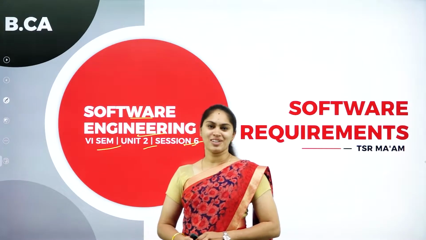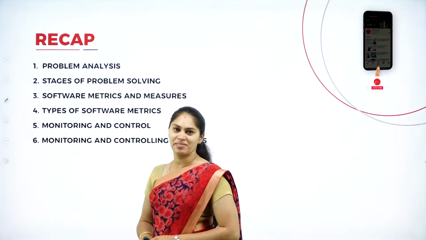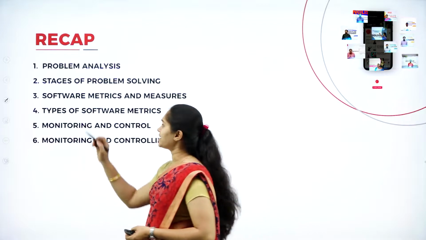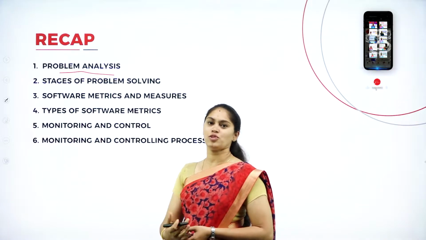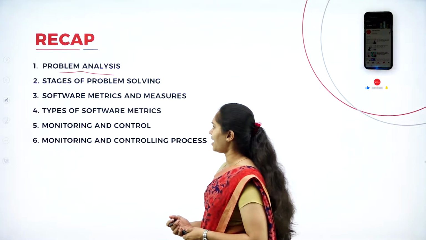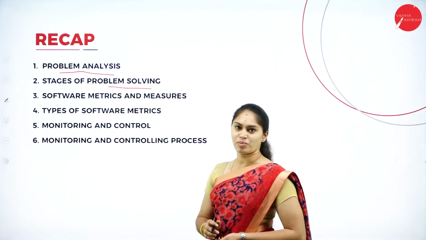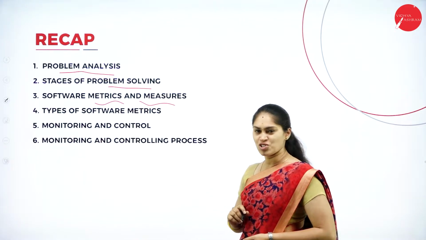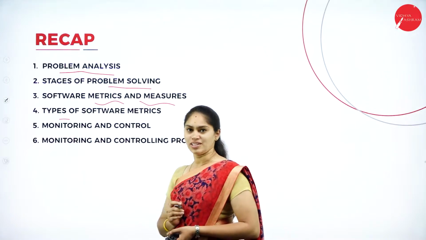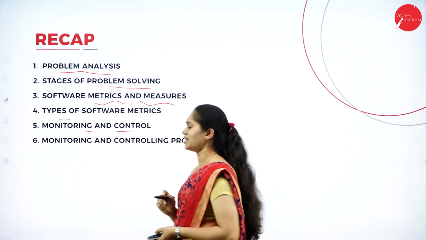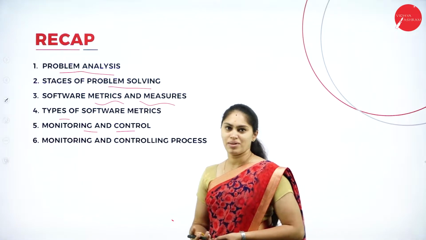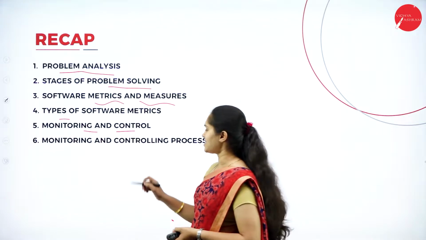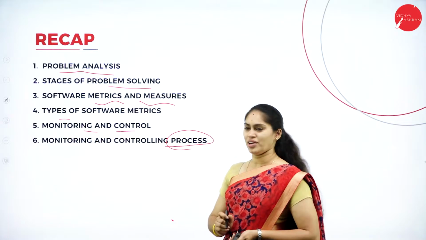Before getting into today's session, we'll have a quick recap of my previous sessions. As we all know, in the 5th session of this chapter, we had a discussion regarding problem analysis, like why we need to do the analysis of a problem, and also what the stages of problem solving are. Along with that, I discussed software metrics and measures along with their classification or types, and we also got to know about the monitoring and controlling of software requirements and how they need to be monitored and controlled in each stage. That is what I discussed, along with the process we have in monitoring and control.